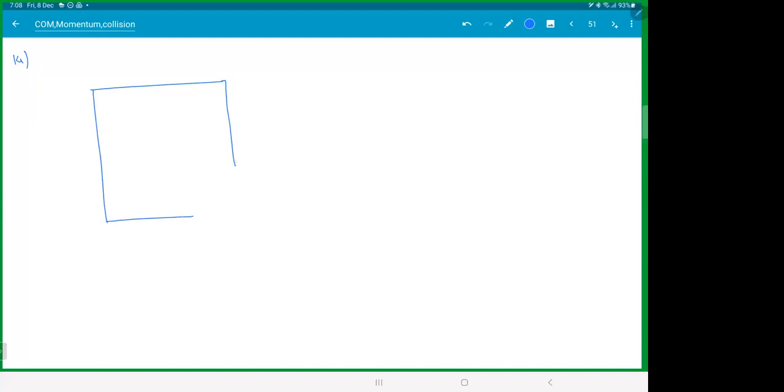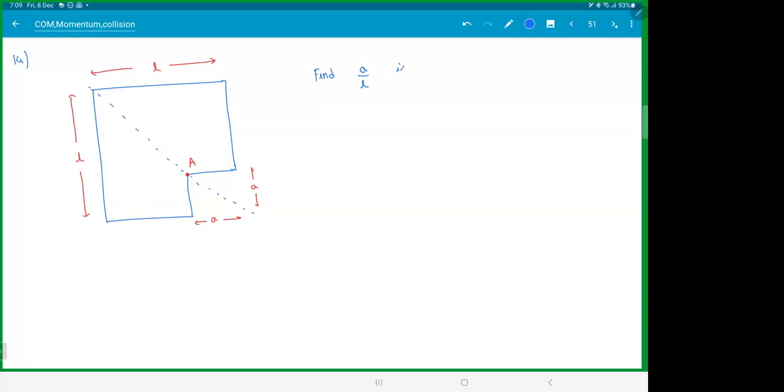We got a square plate. From this square plate, someone removed a small square like this. This is a square plate of side L, and from this, you removed a small square of side A. This corner is point A. The question is, find A by L.